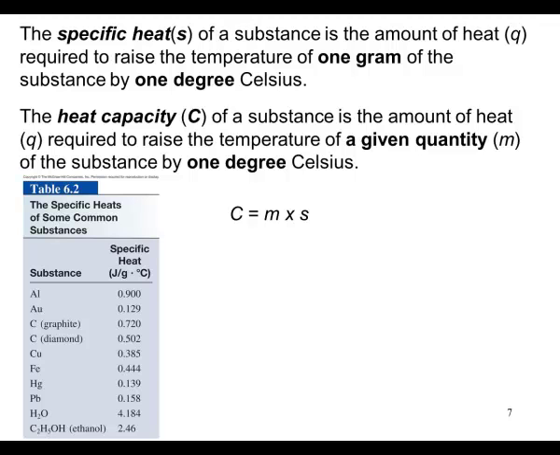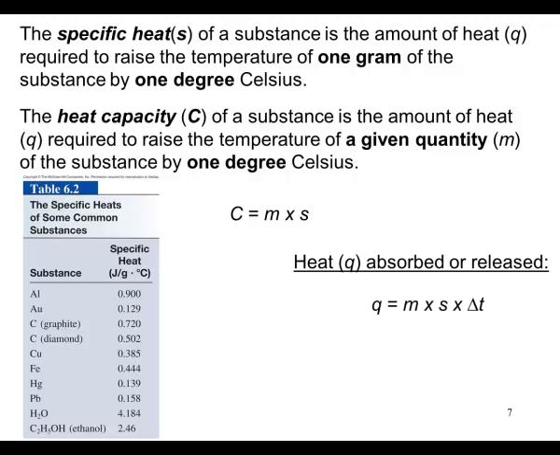C, the heat capacity, equals the mass times the specific heat. Heat, Q, is absorbed or released. Q, the heat, equals the mass times the specific heat times the change in temperature. Or, if you have the heat capacity, it's simply the heat capacity times the change in temperature. Remember that the temperature is a state function. You need to know only the initial and the final temperatures.